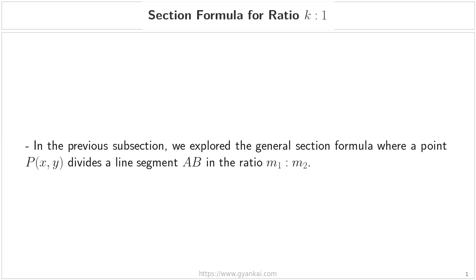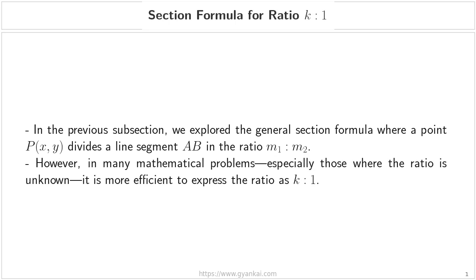Welcome, everyone. Let's begin our new lesson. Now, in our previous lesson, we explored the general section formula, where we looked at how a point P with coordinates x and y divides a line segment OB into a specific ratio, m1 to m2. However, as you move into more advanced coordinate geometry problems, you'll find that we often encounter scenarios where the ratio itself is unknown.